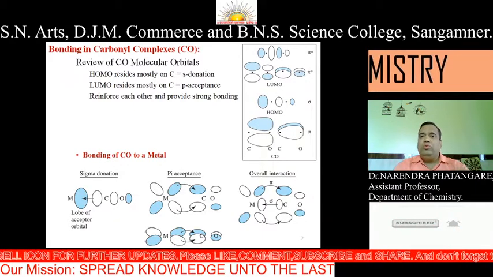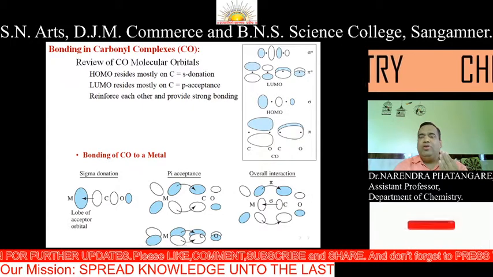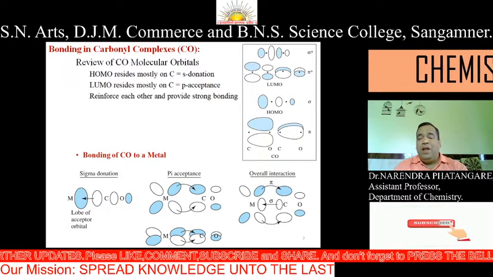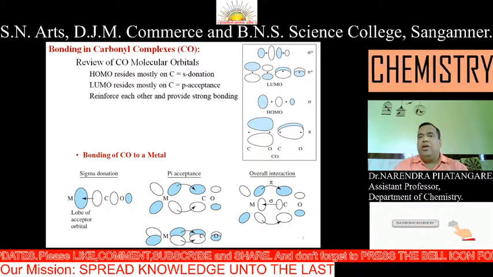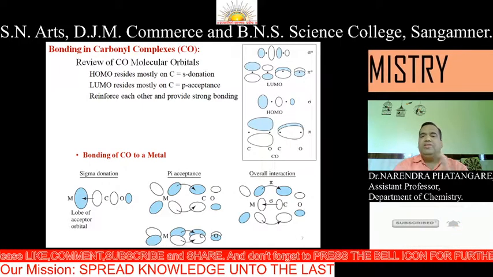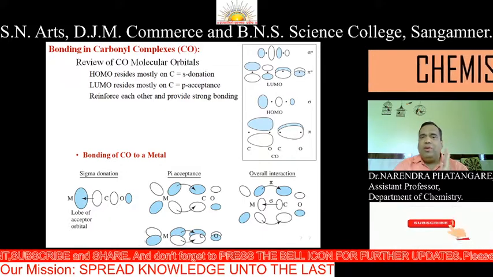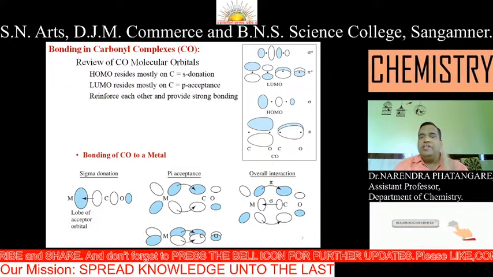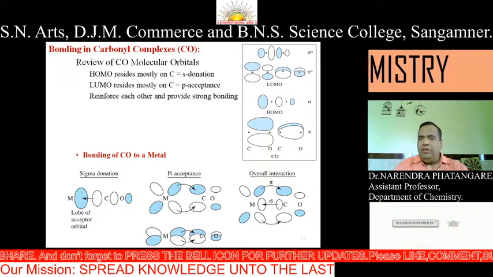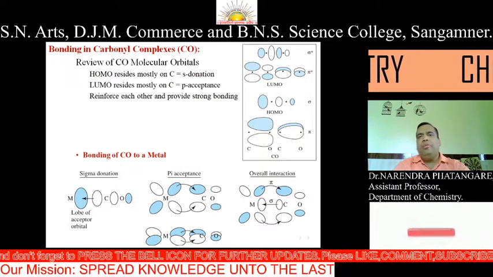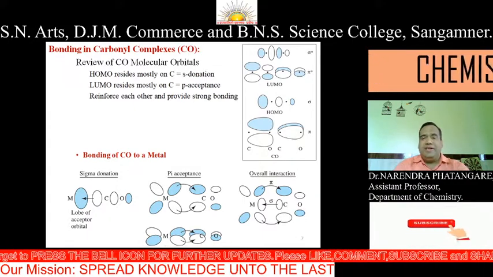While in the case of pi acceptance, if the metal d orbital is filled, then there is a possibility of back donation of electrons to the ligand as well. Whenever there is a flow of electrons from metal to ligand, it is called pi acceptance. Please remember these concepts: flow of electrons from ligand to metal is sigma donation, while flow from metal to ligand is pi acceptance.